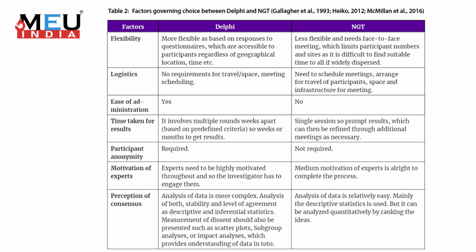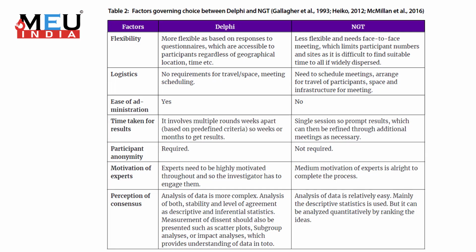Flexibility. Delphi is more flexible, as it is based on responses to questionnaires which are accessible to participants regardless of geographical location, time, etc. NGT is less flexible and needs a face-to-face meeting, which limits participant numbers and sites, as it is difficult to find a suitable time for all if widely dispersed. Logistics. Delphi has no requirements for travel, space, or meeting scheduling.